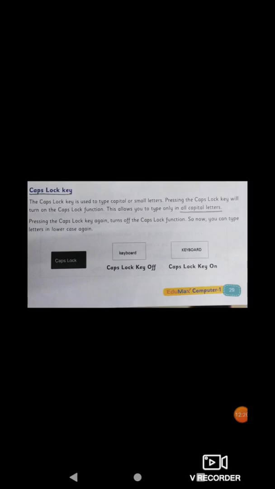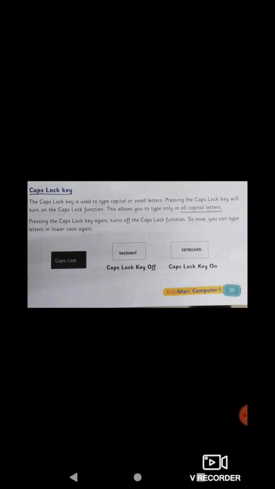The caps lock key. The caps lock key is used to type capital or small letters. Pressing the caps lock key will turn on the caps lock function. This allows you to type only in all capital letters. Pressing the caps lock key again turns off the caps lock function. So now you can type letters in lowercase.